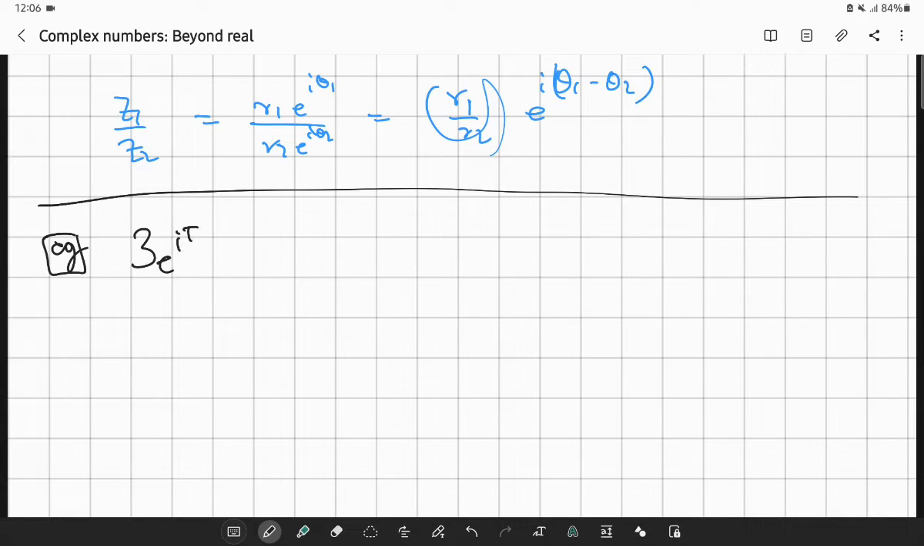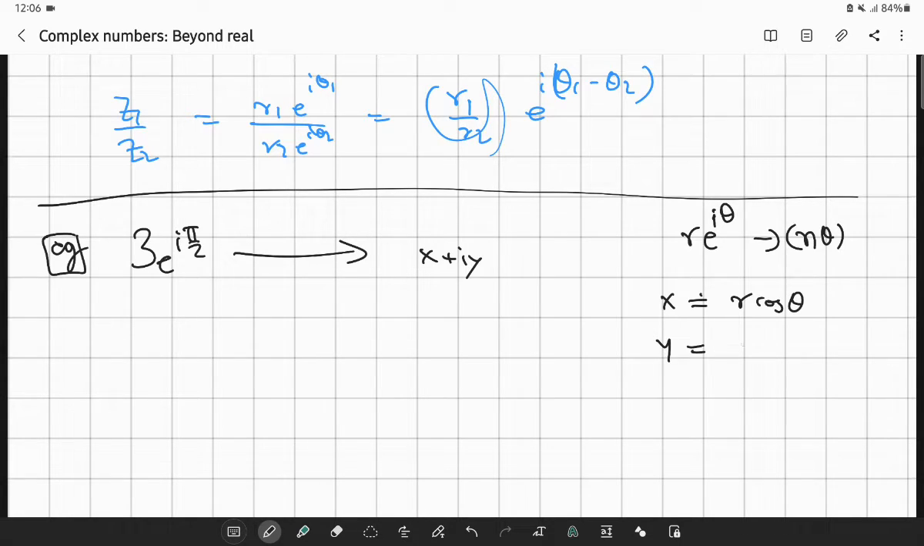3 e raised to i pi over 2. I'm given this number in the polar form. I want to convert it to x plus iy. How do I do this? We said that r e raised to i theta, where r and theta are known from this. If I have this, then x equals r cosine theta from our coordinate systems, and y equals r sine theta. And how do I find theta? Theta is given.